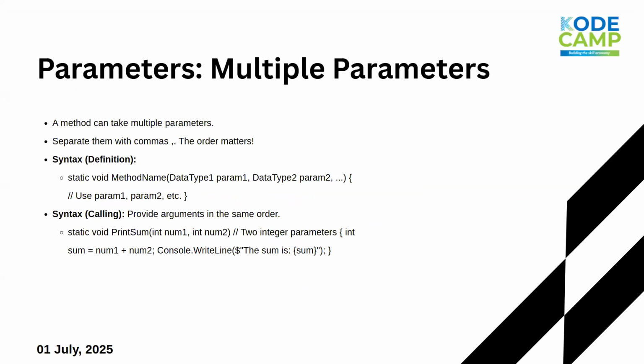Then we also can have more than one parameter in a method. And how do we do that? We just separate each of them by using a comma. So we can have 3, 4, 5, 6, 7, 8, 9, 10, like that, right?